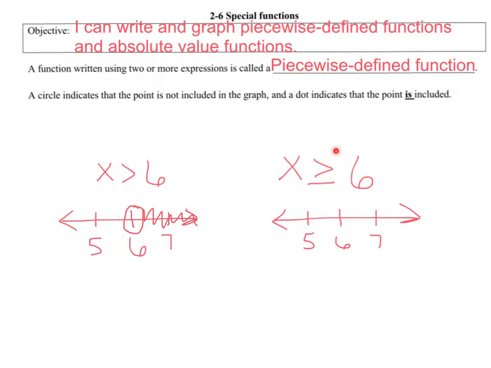If we have something like x is greater than or equal to 6, we know it's going to be a shaded in circle on 6. And this is the important part here as well, is that greater than or equal to or less than or equal to, we're going to have a closed circle.